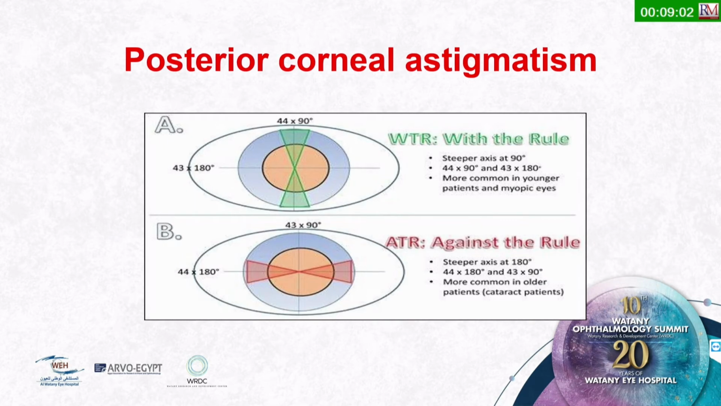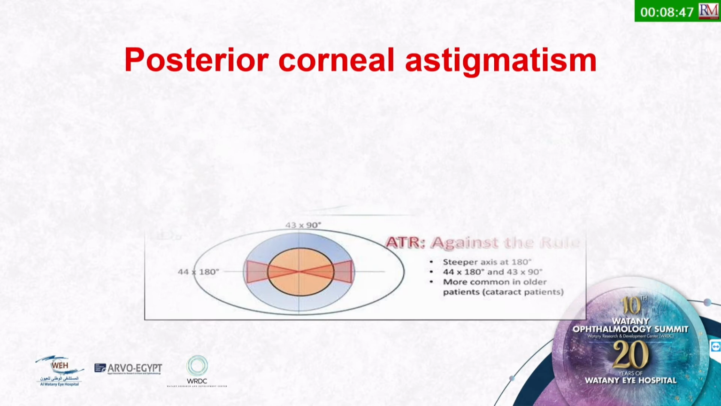Now, as a reminder, posterior corneal astigmatism. With-the-rule astigmatism is when the steep meridian is vertical, and that's present in most of the young population. Against-the-rule astigmatism is when the steep meridian is horizontal, and that's in our older cataract population.